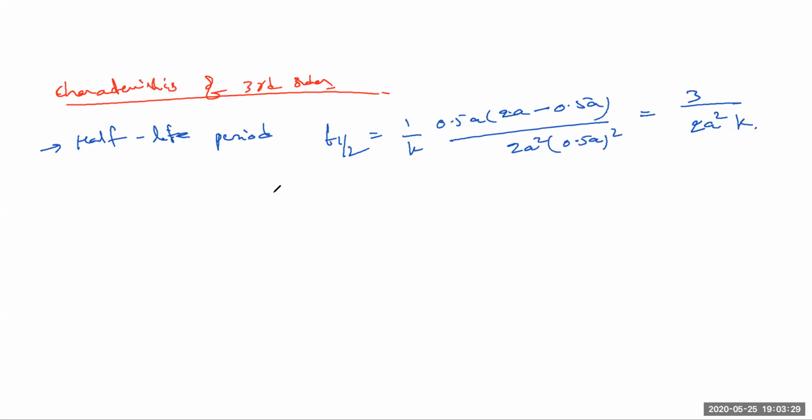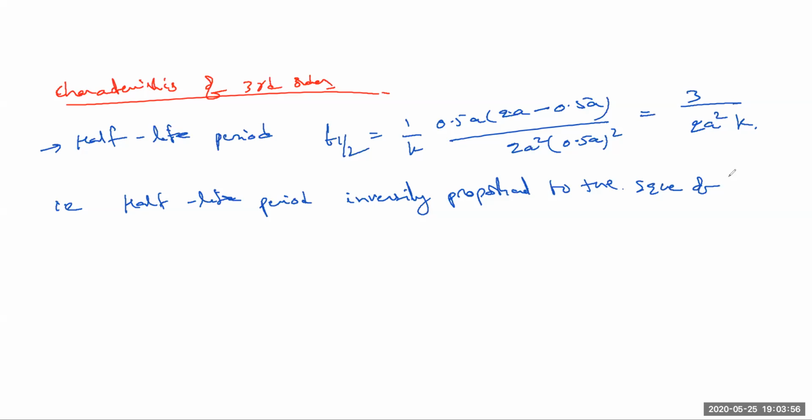That means it is inversely proportional to the square of the initial concentration. That is, the half-life period is inversely proportional to the square of the initial concentration. Next, units are already written. Now take examples.